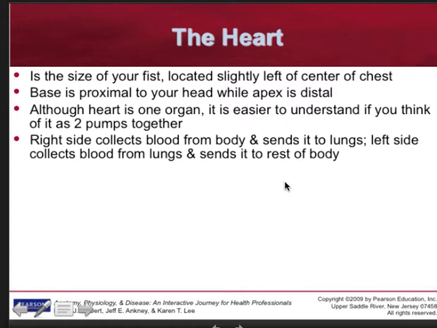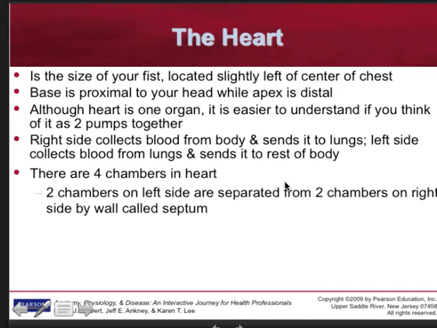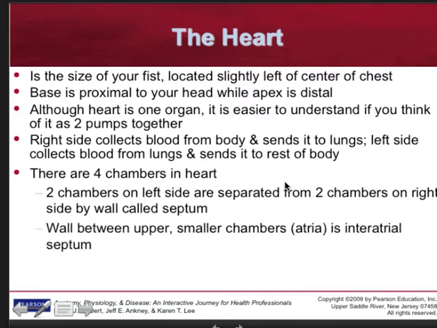The right side collects blood from the body and sends it to the lungs, and the left side collects blood from the lungs and sends it to the rest of the body. There are 4 chambers in the heart. The 2 upper chambers are called the atria, and they receive blood, and they're relatively weak. They work with gravity in order to perform their task, and they're divided by a septum. The wall between the smaller chambers is called the interatrial septum.